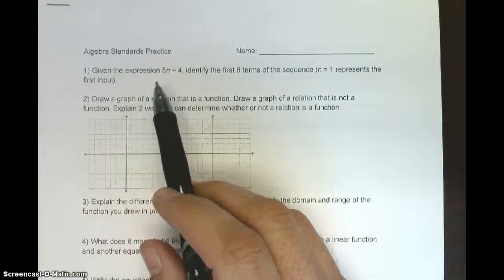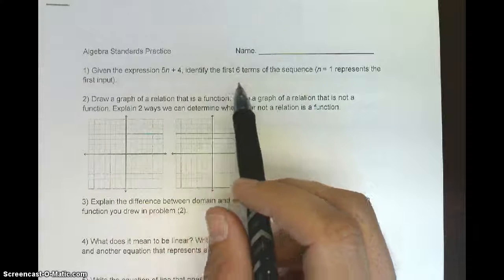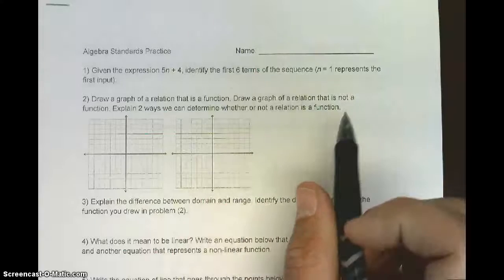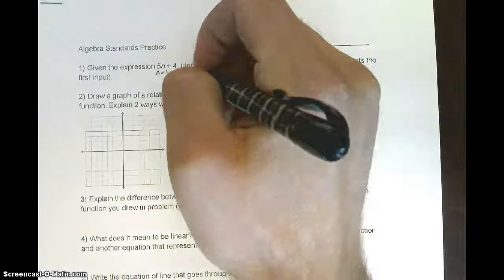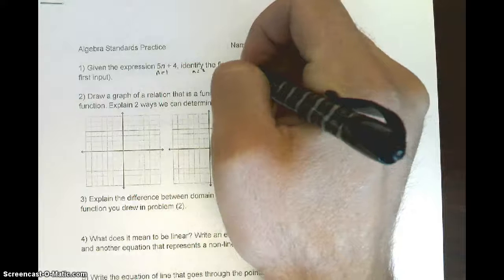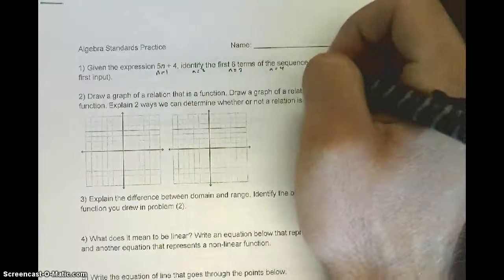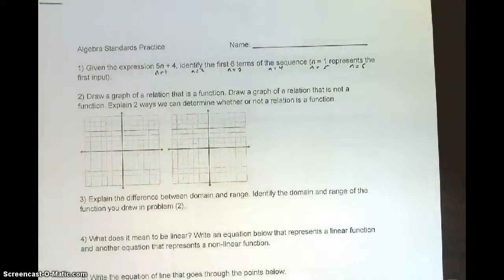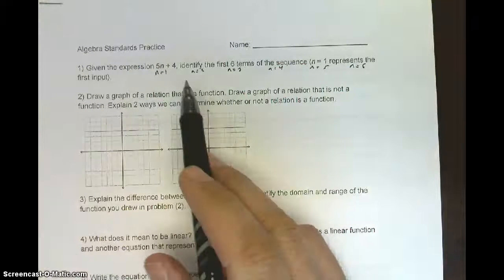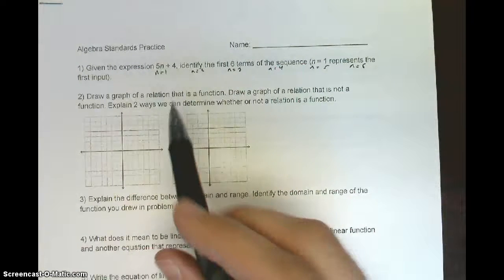Number one, given the expression 5n plus 4, identify the first six terms of the sequence. N equals 1 represents the first input. All you're doing here is putting in 1, 2, 3, 4, 5, 6 for your n, okay? Because the first term is going to be when n is 1. So if I plug a 1 in here, 5 times 1 is 5, plus 4 is 9.